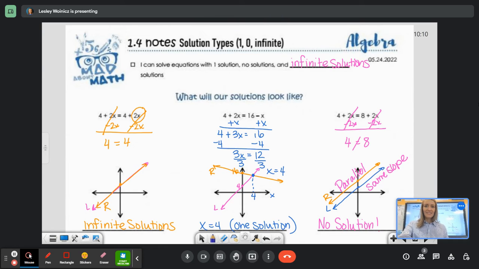Hi guys. We are going to do the back of your 1.4 notes right now because I ran out of time when the bell rang. So we already talked about what our solutions will look like. We could have infinite solutions, we could have one solution, or we could have no solution where we have our parallel lines. So if you need that part of the notes, then watch the front video. This is going to be the back. All right, so here's the back.